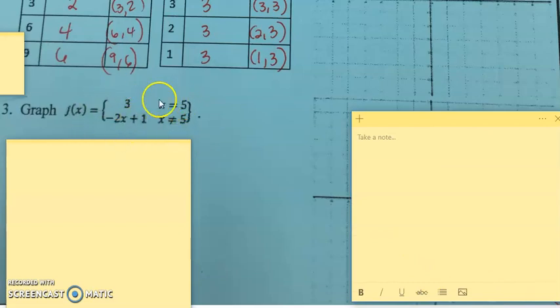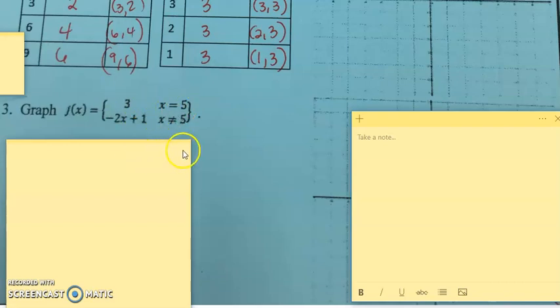That means when you're plugging in points for your table, you're going to want to plug in points that are around the number 5. And all of the numbers around the number 5 but not equal to 5, you'll plug into this bottom line, negative 2x plus 1. The only single number that's going to use this top one is only x equals 5. So when you get to x equals 5 in your table, you're going to simply plug in y equals 3 for the y value.